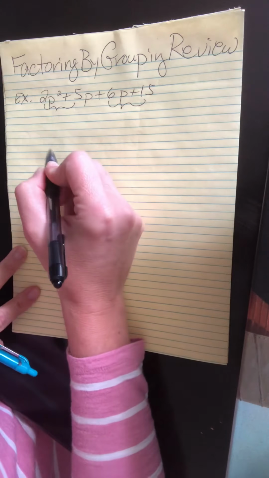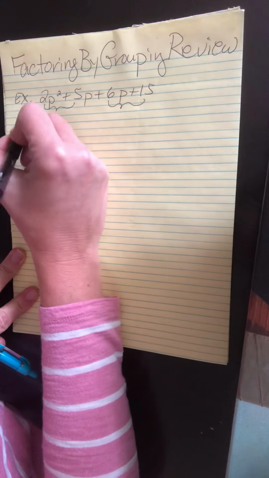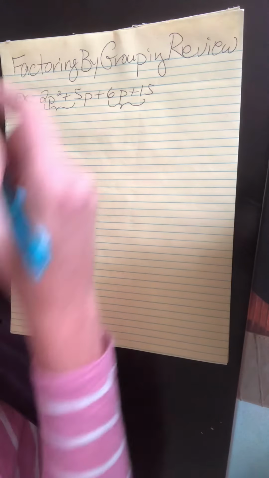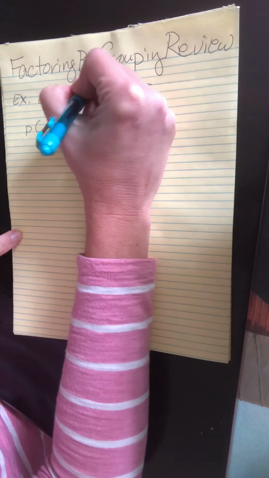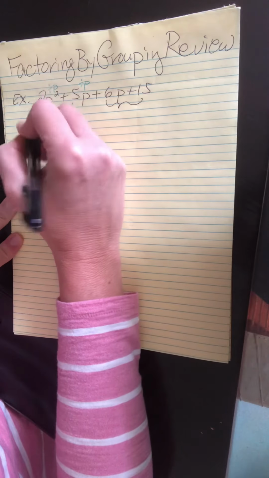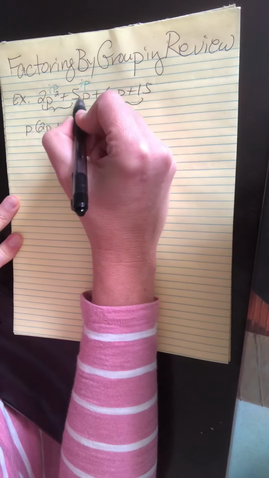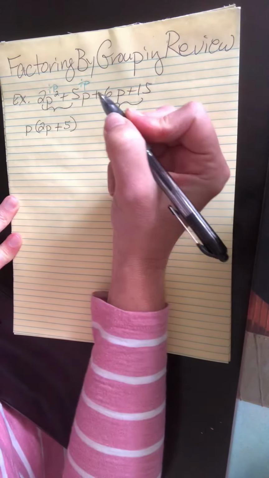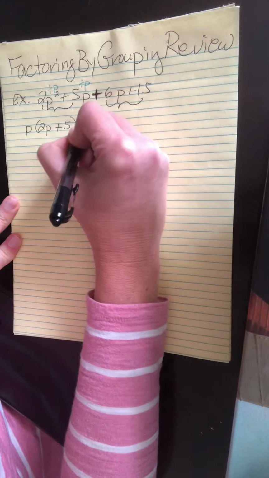For this first example, out of the first two, what they have in common is p. So we can take a p out, and then I'm dividing each of these first two terms by p. So if I have 2p squared and I divide out p, I'm left with 2p plus 5p, divide out the p, I just have 5. Then whatever sign you have right here, you just copy down.